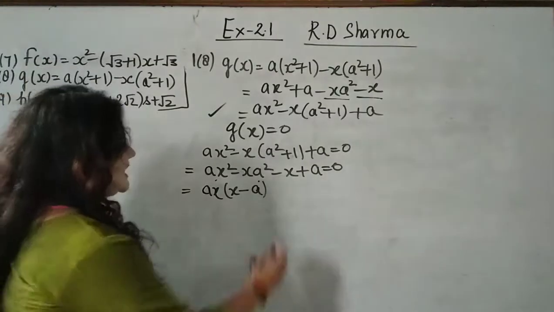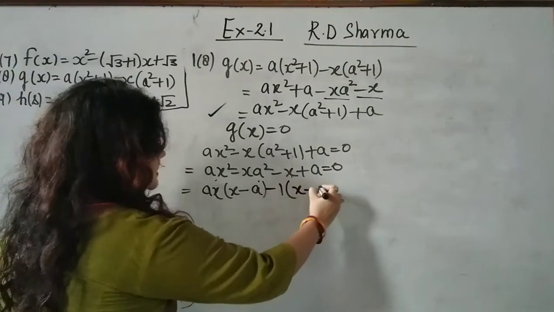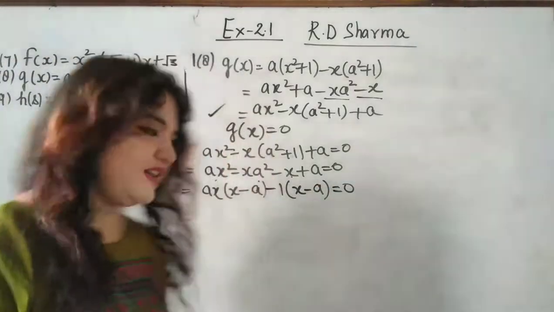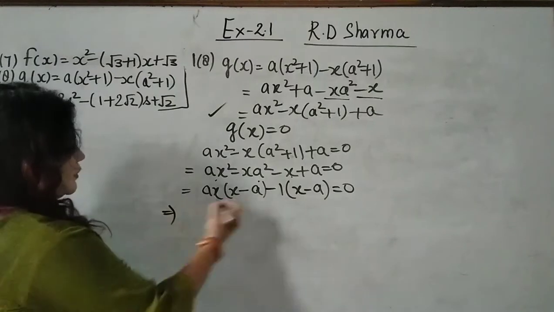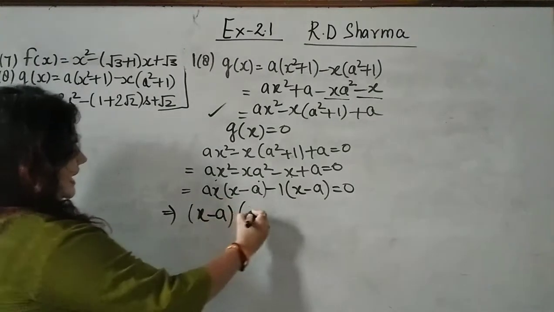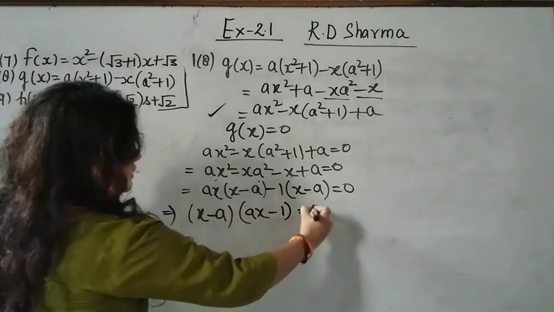Minus 1 we will take common. So minus 1, here what is left? x. And here what is left? Minus a is equal to 0. Now what is common in whole? x minus a. ये हमारा पूरे से common आ रहा है. x minus a. So here what is left? Only ax is left. And here what is left? Minus 1 is left is equal to 0.